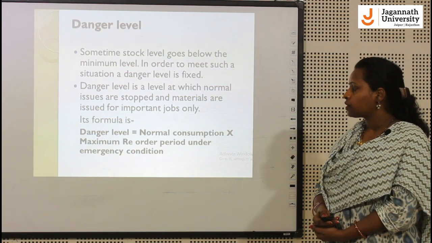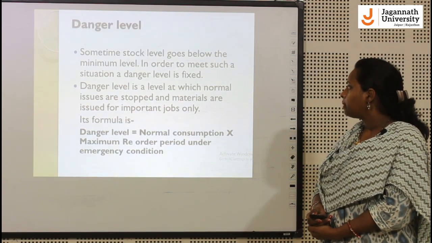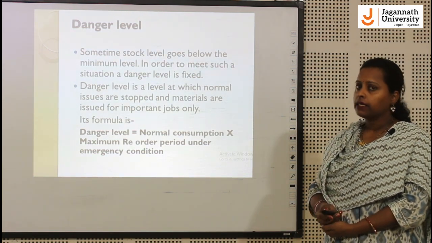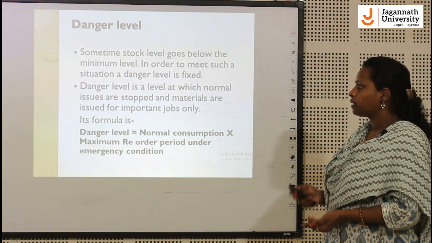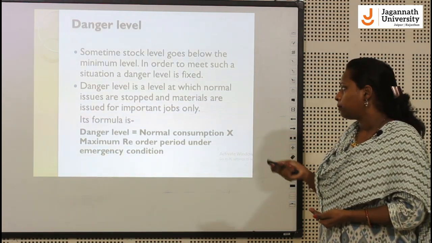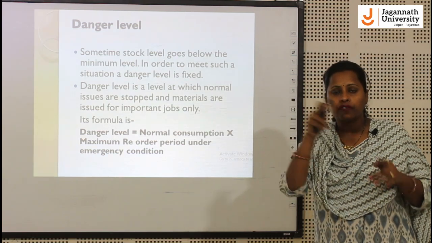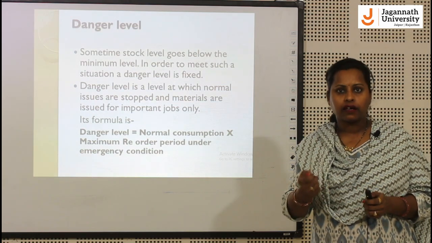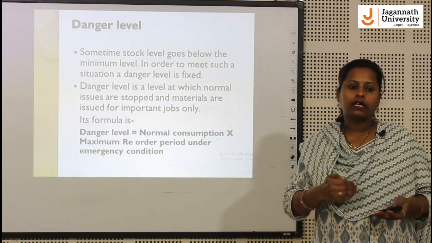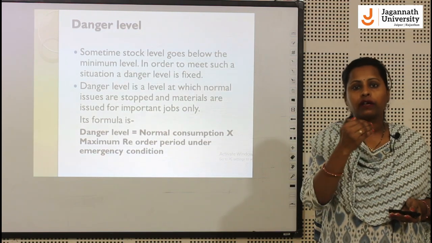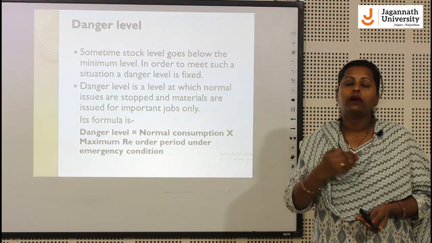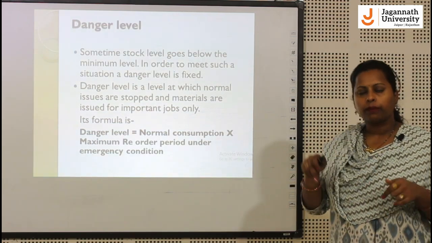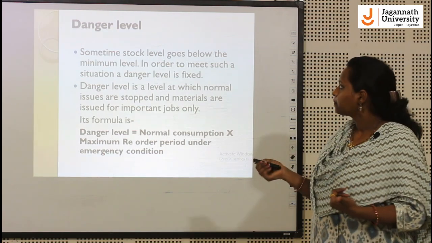Danger level is a level at which normal issues are stopped and materials are issued for important jobs only. The formula to calculate danger level is normal consumption into maximum reorder period under emergency condition. As we know, the fuel of the car is going down. So what do we do in that condition? First we turn off the AC of the car so that we can save some fuel, because the major objective is to reach the destination or the petrol pump. So according to that, we should issue the material only to the important jobs.